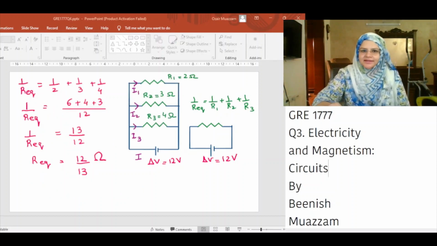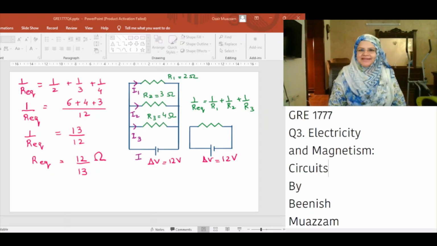Let's consider another example. A 12-volt battery is connected to three resistors in parallel. R1 is equal to 2 ohm, R2 is equal to 3 ohm, R3 is equal to 4 ohm. 1 over R equivalent is equal to 1 over R1 plus 1 over R2 plus 1 over R3. This is equal to 1 over 2 plus 1 over 3 plus 1 over 4. This gives R equivalent is equal to 12 over 13 ohm.